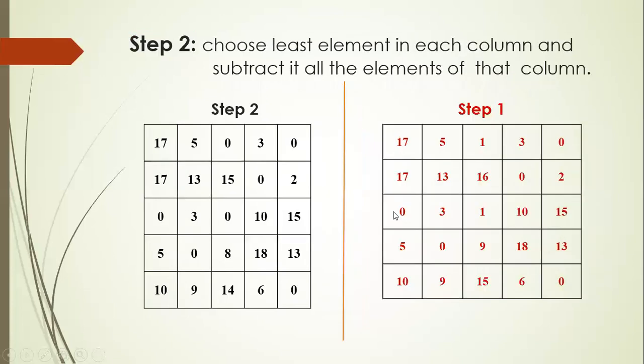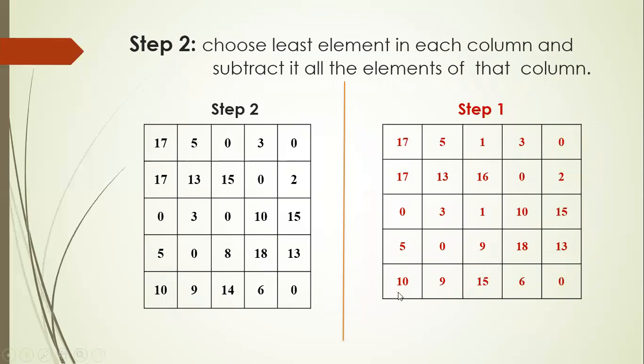Step 2 is the column reduction method. Choose the least element in each column and subtract it from all the elements of that column. That's step 1. Step 2 is the follow-up of step 1. Don't go straight to the question; this is very important. Step 2 is the follow-up of step 1. For easy reference, I write the result of step 1. Just again make a blank box of 5 rows and 5 columns to fill out. First step is row wise, second step is column wise.